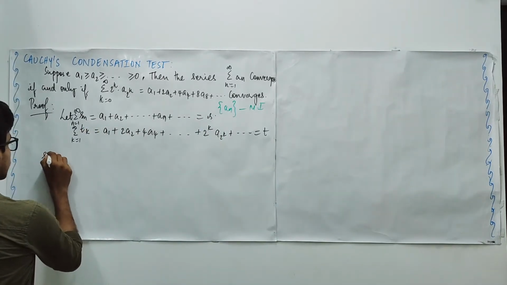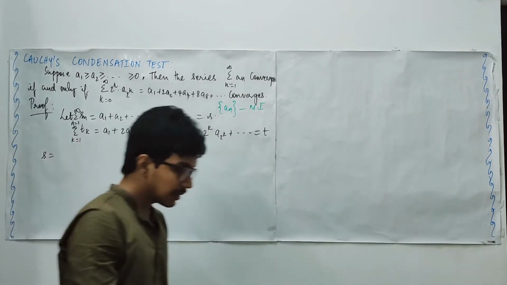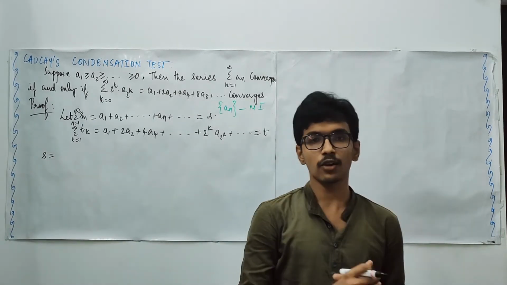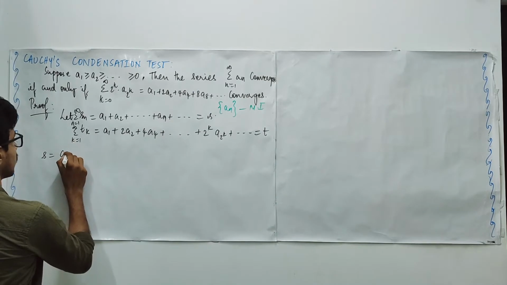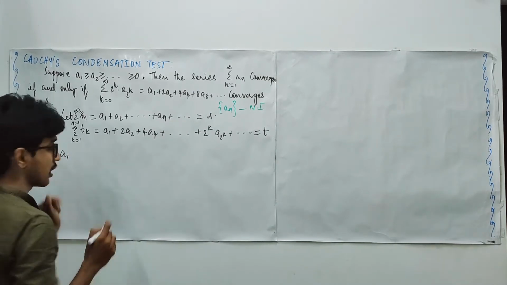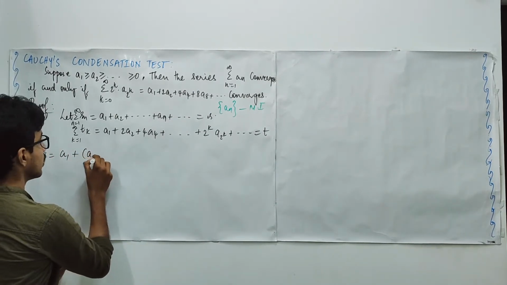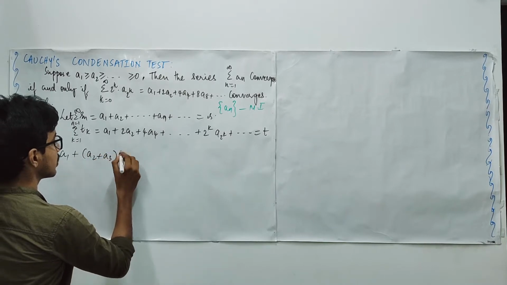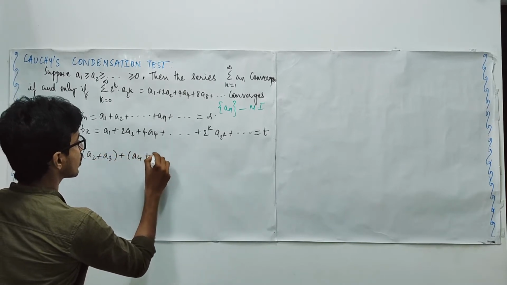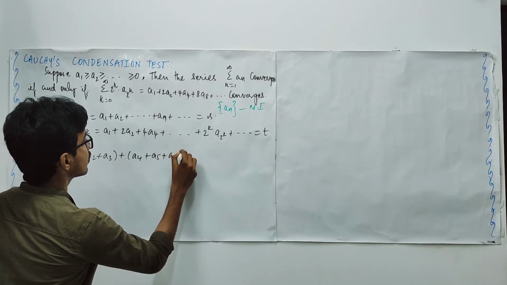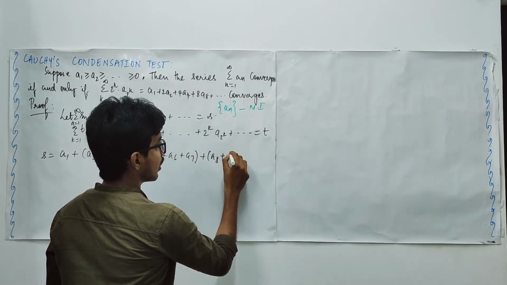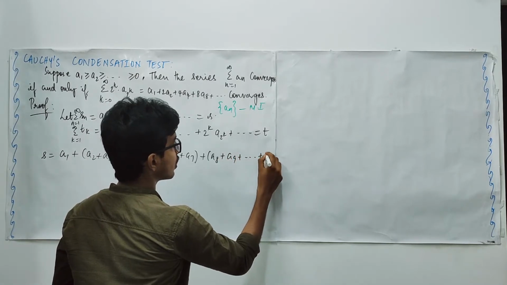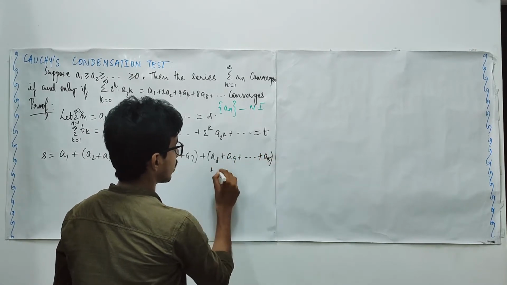Now consider s. Here in s, we are going to combine terms. How am I going to combine? Let me choose a1, then a2 plus a3, then a4, a5, a6, a7, then a8, a9, and it goes till a15, and it goes this way.